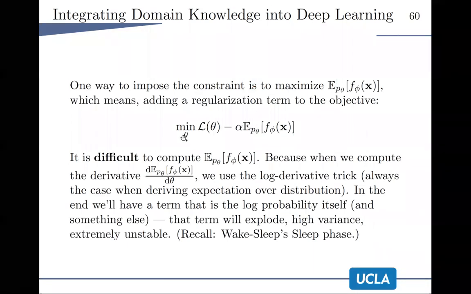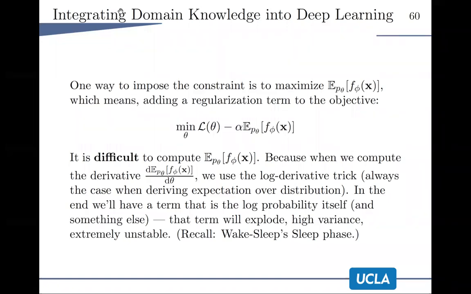And here, for integrating domain knowledge into deep learning, one way is to impose the constraint to maximize the expectation of this f, which is the domain knowledge, over p theta, which is what we generated.